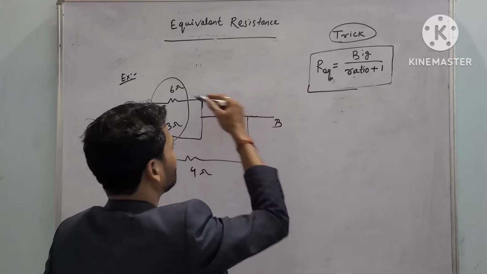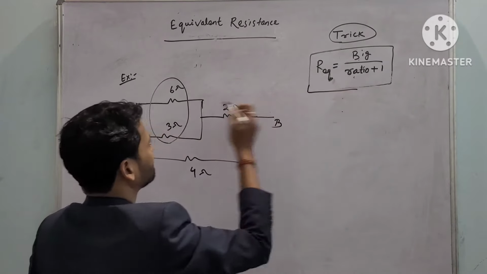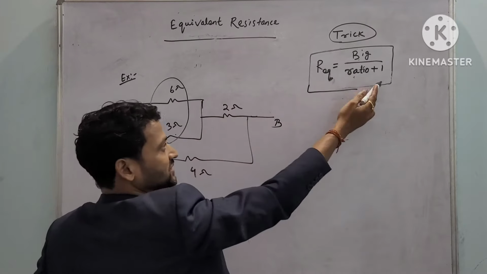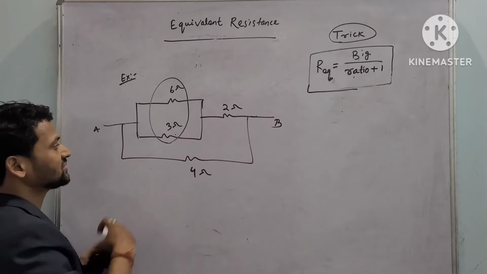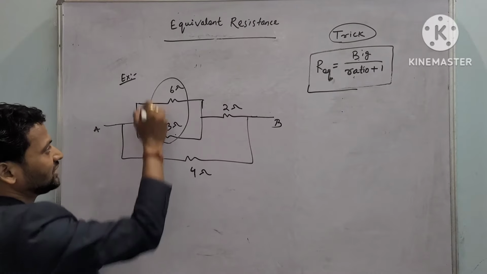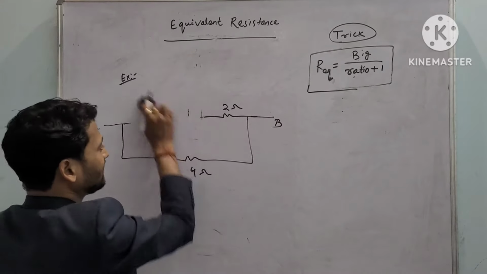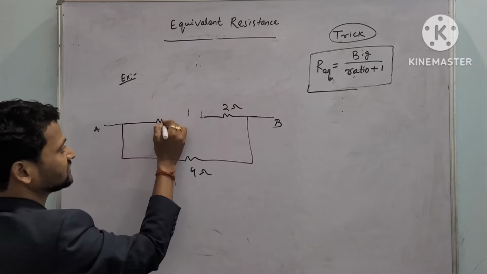What shortcut did I mention? Big one by ratio plus one. What is big? 6. What is ratio? 6 by 3 is 2. 2 plus 1 is 3. So the entire answer is coming 2. So I can replace this part; I can take a 2 ohm resistor here.